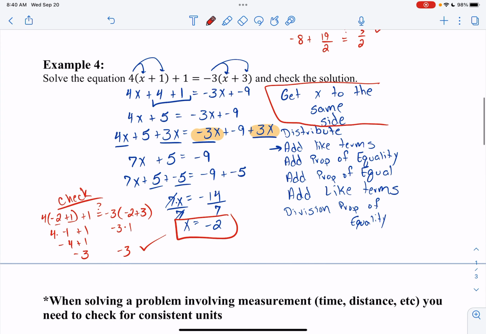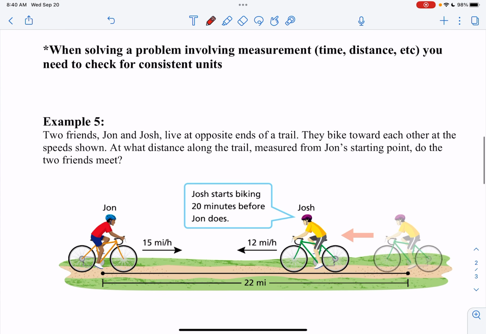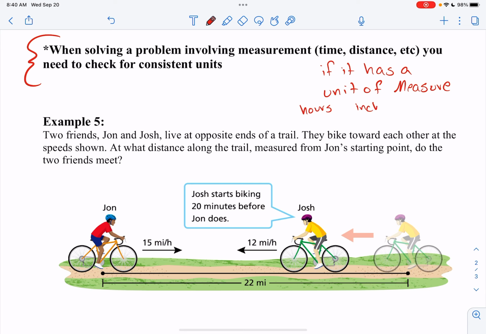Okay. All right, now we're going to put in a little bit of the second part of 2.1 where we have to actually write the equation. So, word of caution here. This is just a little reminder. When solving a problem involving measurement, whether it's time, distance, or area, anything that has a unit of measure, what do I mean by unit of measure? Hours, inches, square feet.